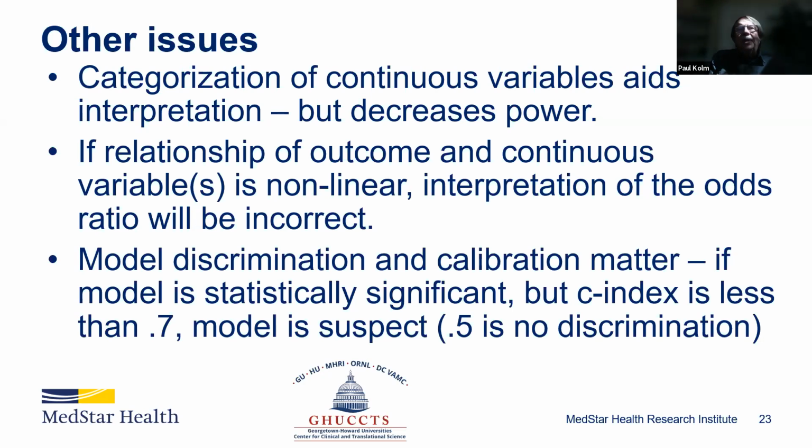Also, if the relationship between the outcome and the continuous variables you have in your equation is nonlinear, then you can't really interpret the odds ratios as you would if it were linear. The logistic is a linear function. And then also, especially if you're reading literature, really pay attention to the model discrimination and calibration indices. Even if you get a model that's statistically significant, if the index is less than 0.7, then you have to have a suspicion that your model is maybe no better than chance in predicting the outcome.